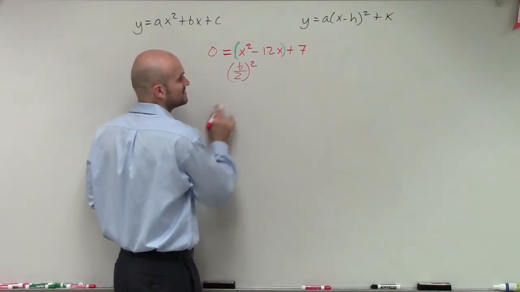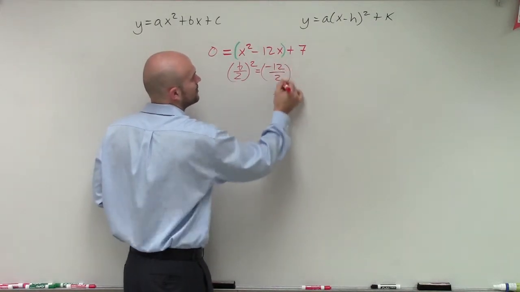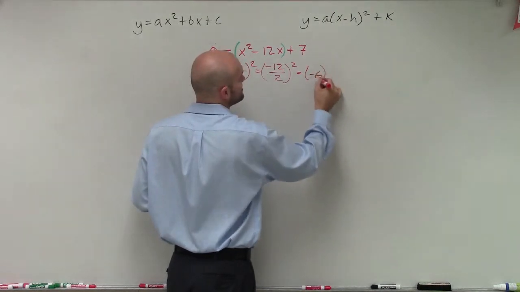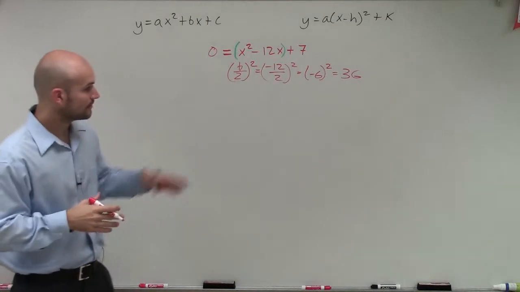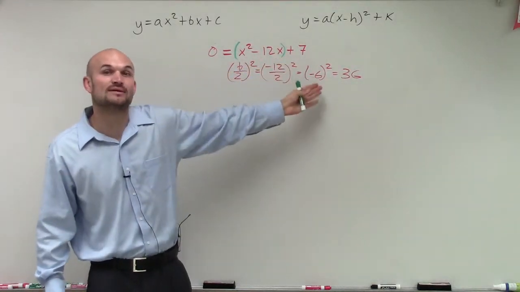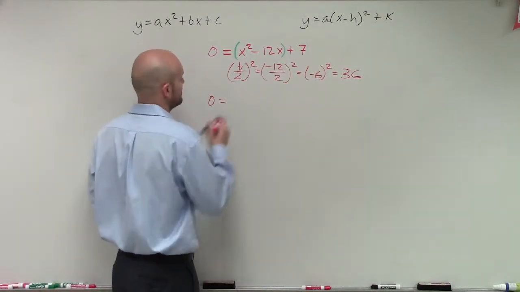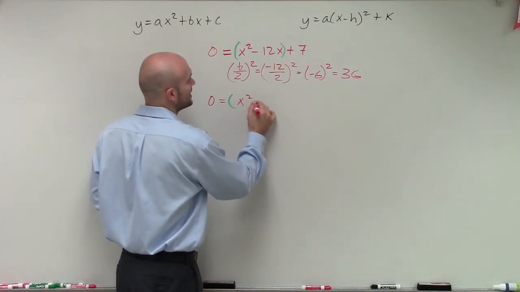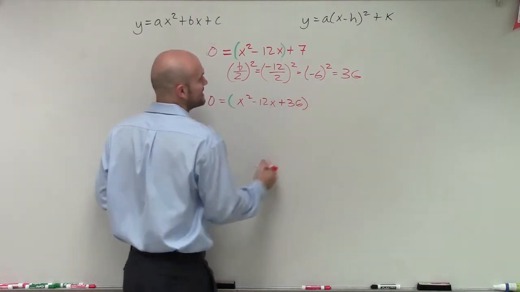In this case, my b is negative 12. So I take negative 12 divided by 2 and square it. Negative 12 divided by 2 equals negative 6, squared equals a positive 36. So if I add this inside this parenthesis, that's what's going to make my perfect square trinomial. Now, when we take an equation and add something to it, we need to make sure that we add to the other side, or we could add and subtract on the same side.